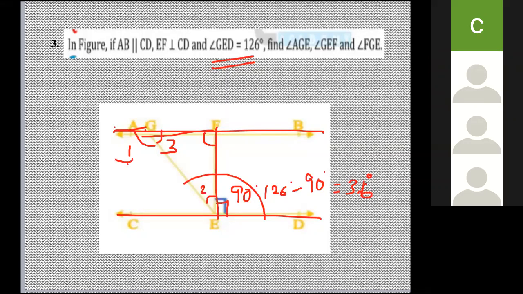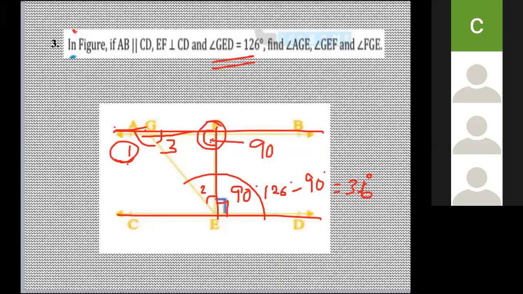Anyone else? Angle 1 is the sum of angle GEF and angle CEF. No, not CF, sorry. GEF. Okay. What will be the sum, dear? What is the measure of this angle?